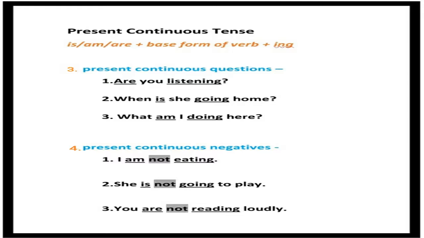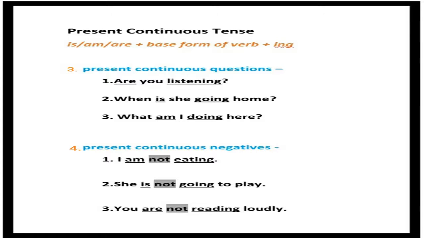In the second, you see, when is she going home? When is your question word. She is your subject and is going is your present continuous tense. Is plus go plus ing. Third example, what am I doing here? The word what is a WH question word. Am doing, am plus do plus ing, is present continuous. And what is the subject of this sentence? I is the subject of this sentence. And at the end you can see we have put a question mark.